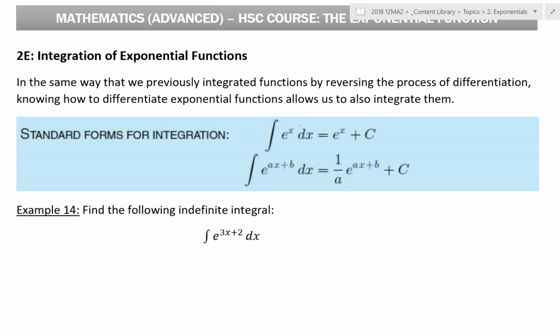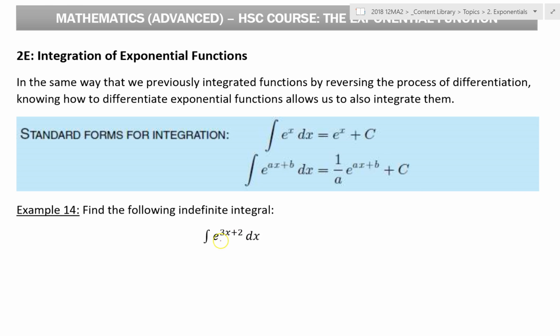Now, if we have something slightly more complicated in the index there, so ax plus b, well, perhaps you can remember that if we differentiate something like e to the ax plus b, I get a e to the ax plus b. So just to tidy that up, we get 1 over a when we integrate. So that a cancels out if I differentiate it and end up back where I started from, plus the constant. See how that works?